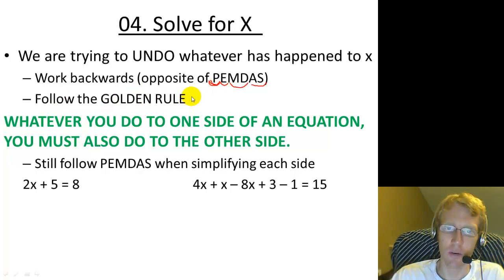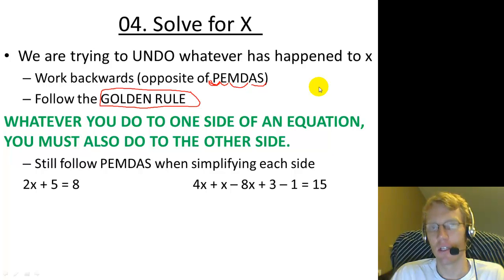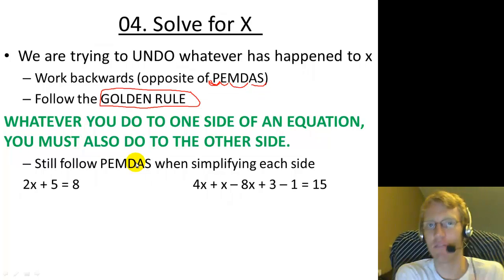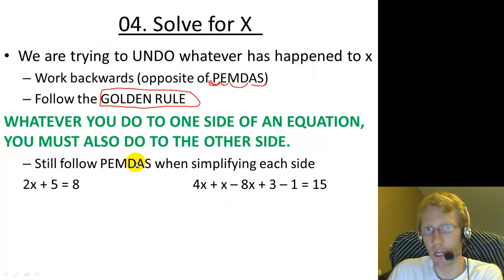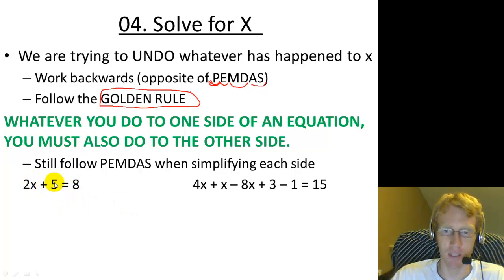So in order to do this, we have to follow the golden rule of solving equations, which is whatever you do to one side of an equation, you must also do to the other. So you can do anything to the two sides of an equation as long as you do the same thing on both sides. Now, once you've chosen what you want to do to both sides, whether you're going to add 5 to both sides or divide by 3 on both sides, or whatever that step is, you still have to follow PEMDAS individually on one side and then individually on the other side when you're going through that process. So let's start off with some examples.